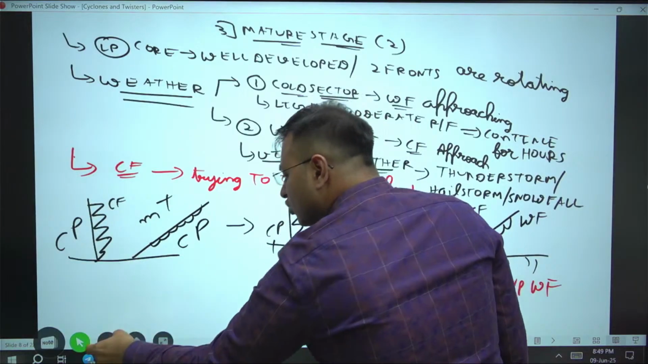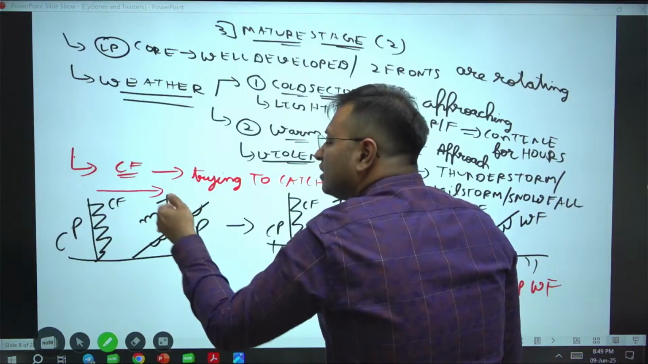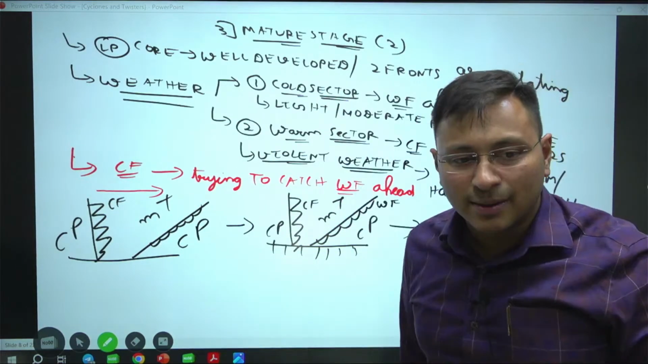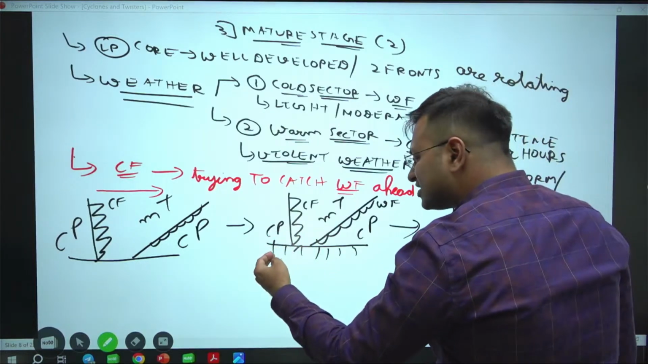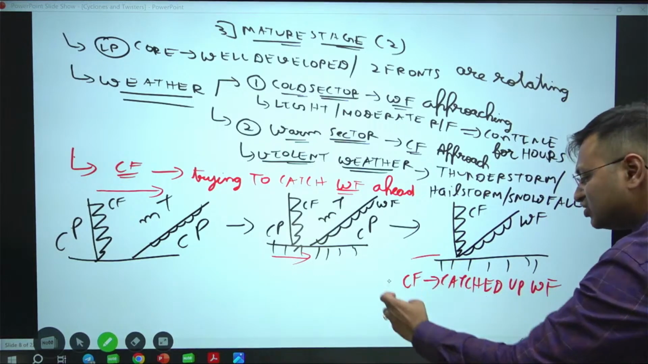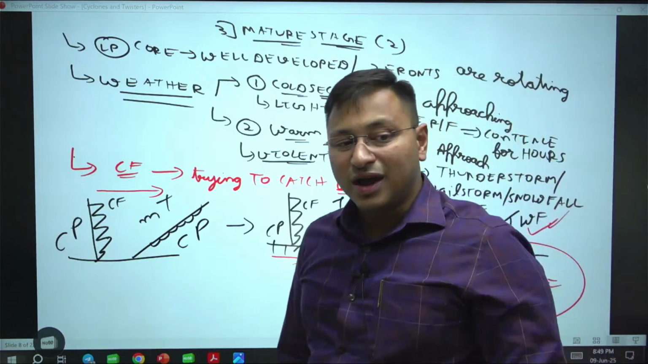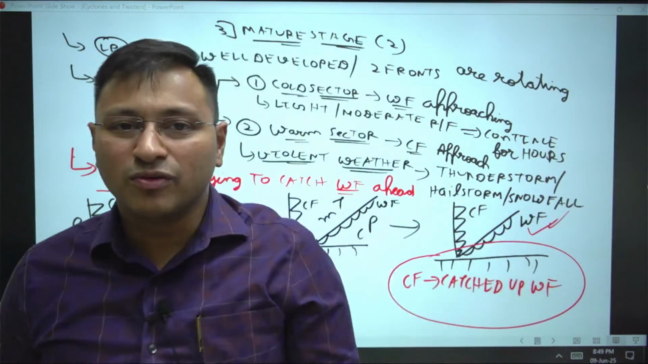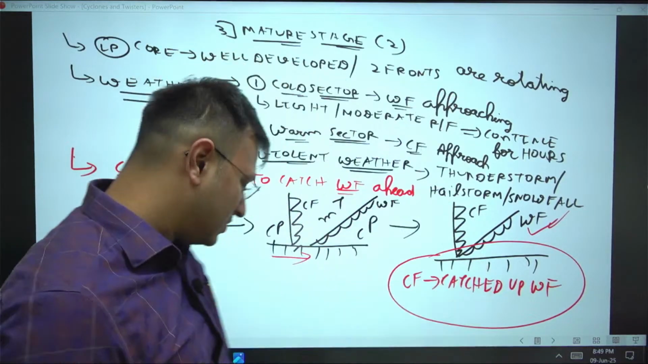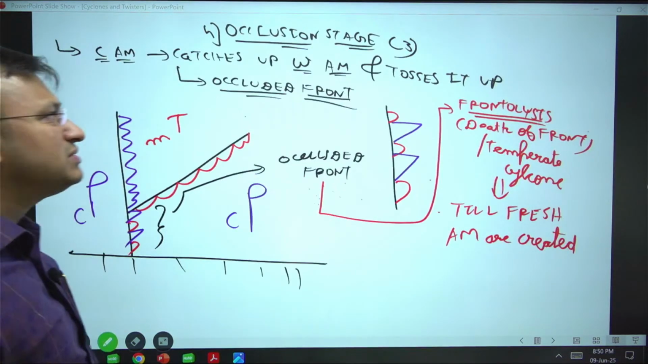Slowly, sir, the cold front from the left is going to catch up with the warm front on the right, ahead, and toss the warm sector above. So in the mature stage, the cold front from behind is slowly catching up with the warm front ahead, and eventually your cold front catches up with the warm front. As soon as that happens, your entire warm sector is tossed up.